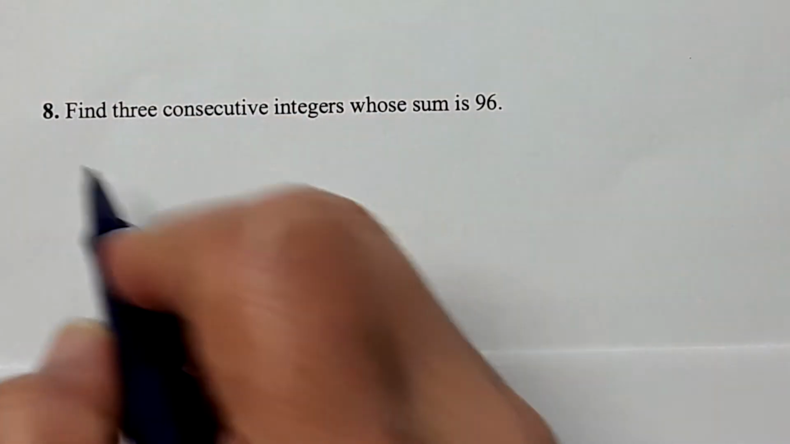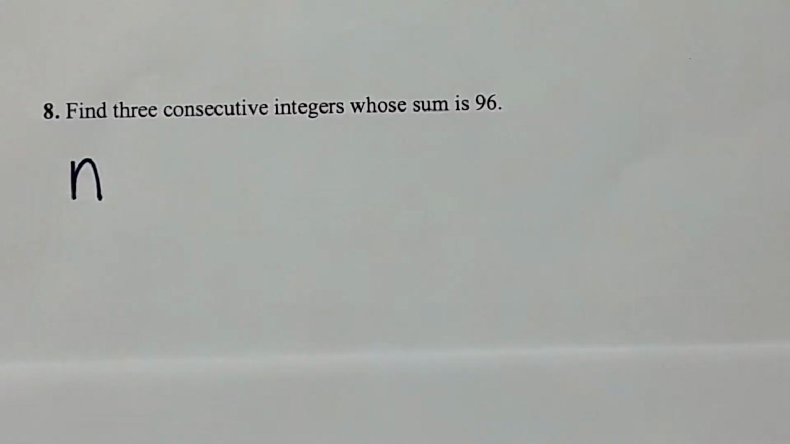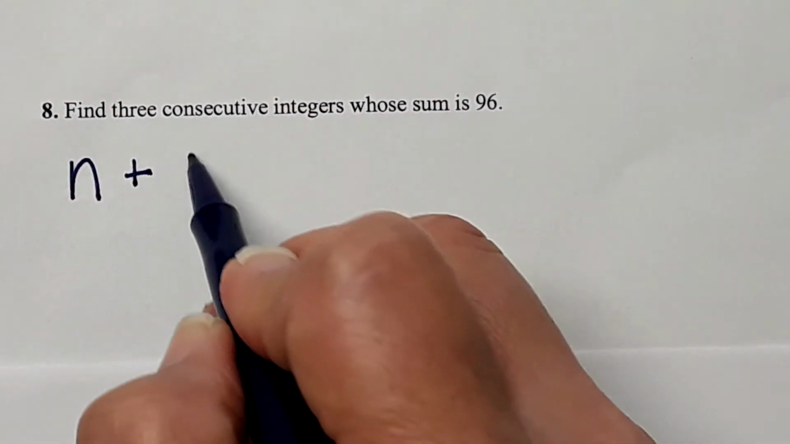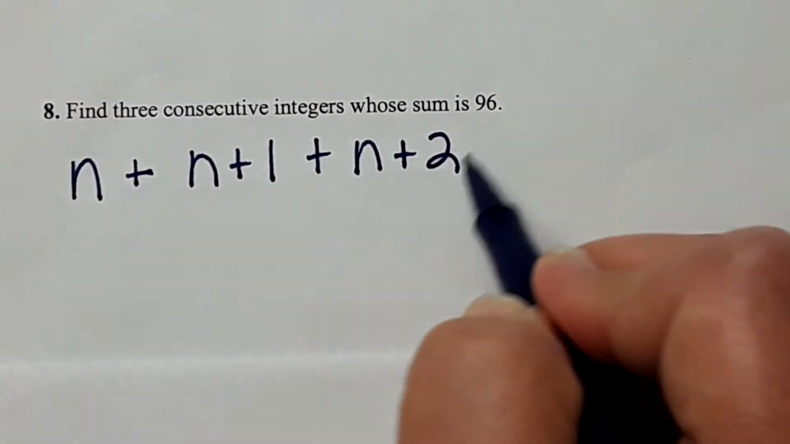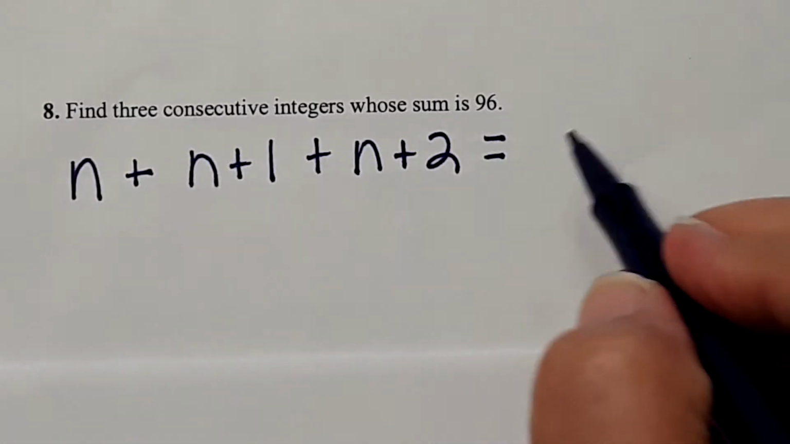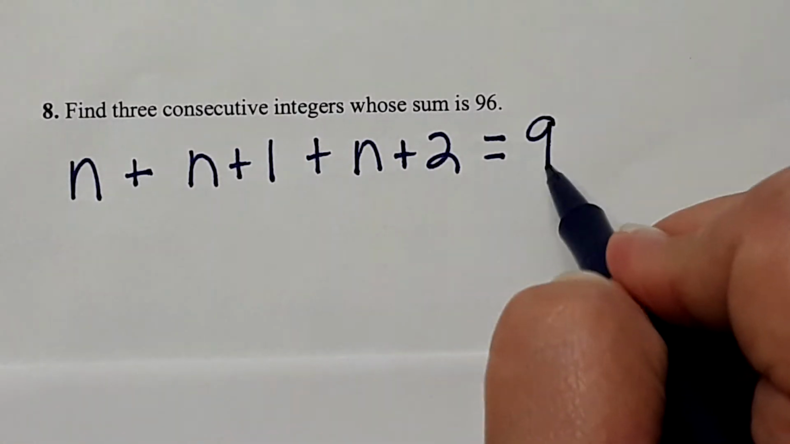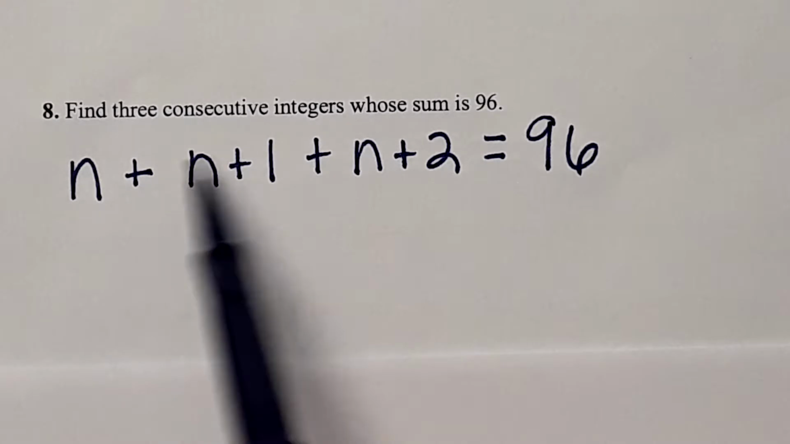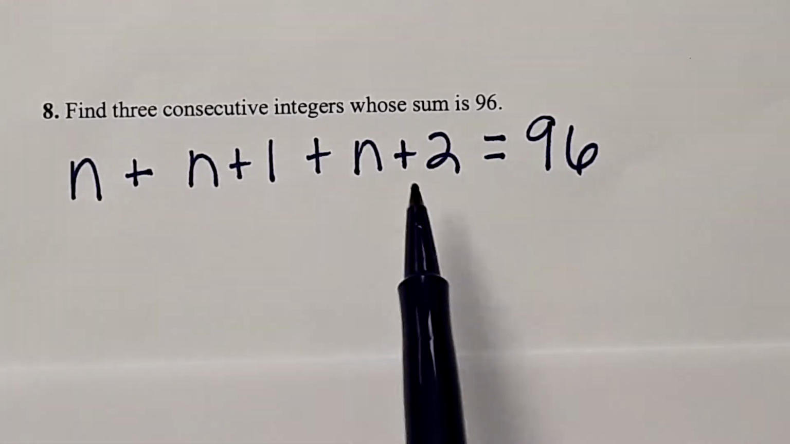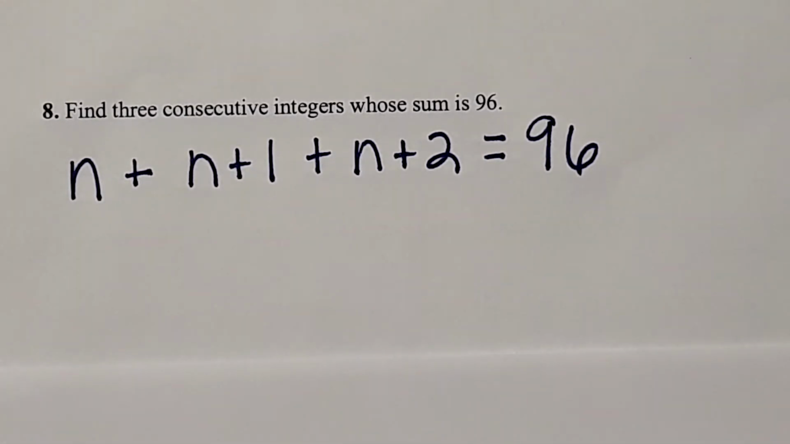They're not even, so we're going to do plus 1 or plus 2. We have 3 consecutive integers, so we have n plus n plus 1 plus n plus 2, and it equals 96. Because it said consecutive integers, we're just going to set it up like that. So if you don't have these notes, that's okay. You guys can write this down on a piece of paper.